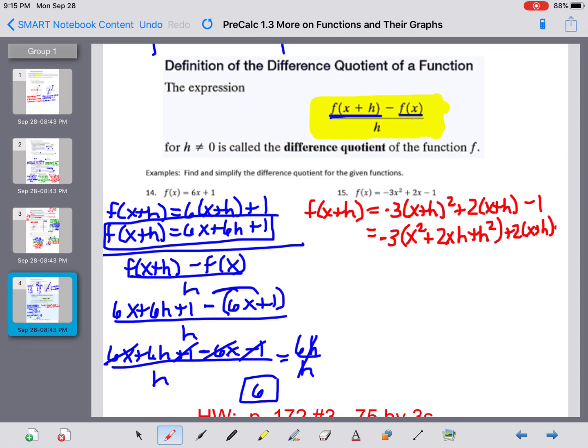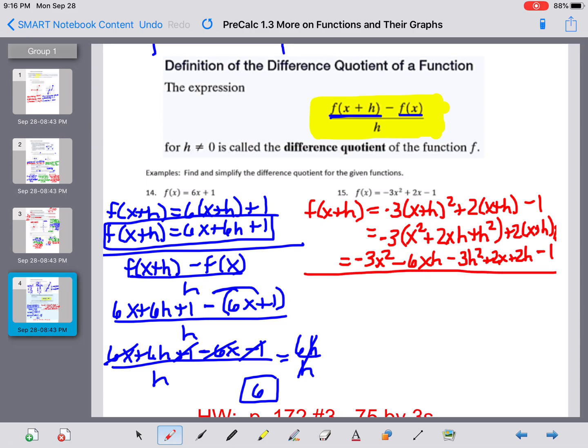I apparently reached the edge of the screen. Okay, let's distribute what we have. I'll move it over a little bit. I get negative 3x squared minus 6xh minus 3h squared plus 2x plus 2h, and then that minus 1 that went off the screen a little bit earlier. Okay, does anything join? And I'd have to say no. Okay, so we are ready to plug into the difference quotient.